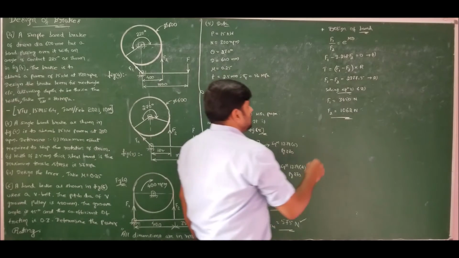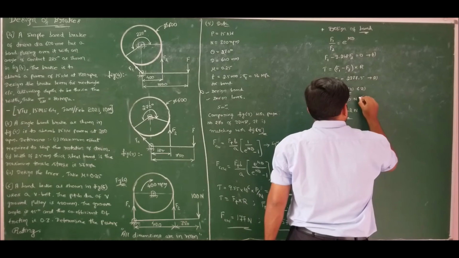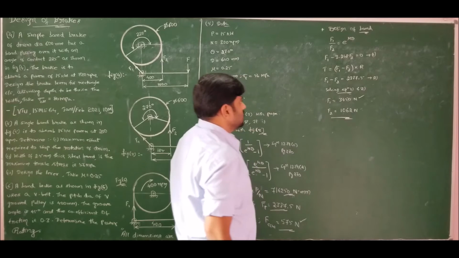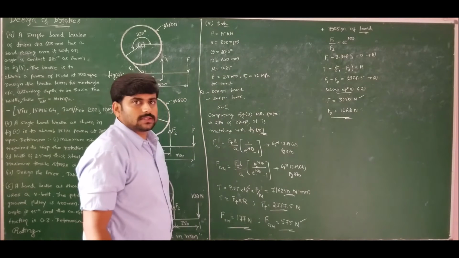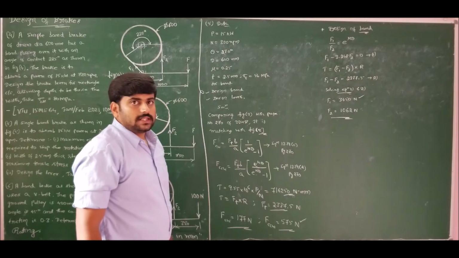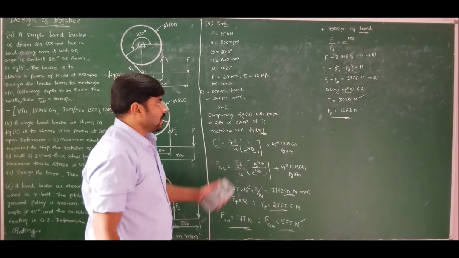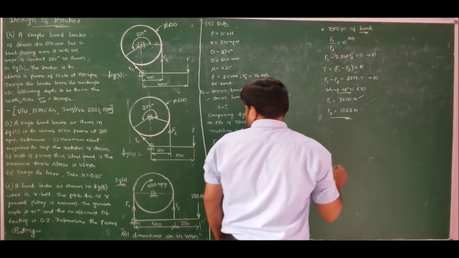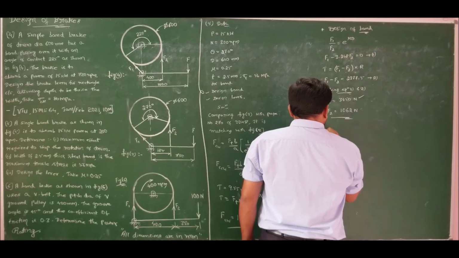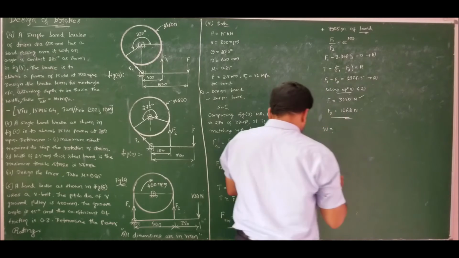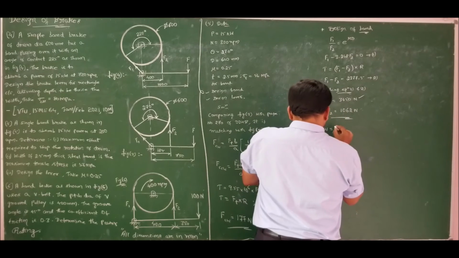So we got the tensions in tight side and tensions in slack side. So maximum tension is 3450 newtons. These formulas we already learnt in design of belt drives. Now using which I can find the width. So we know that formula for width is given by equation 13.18.